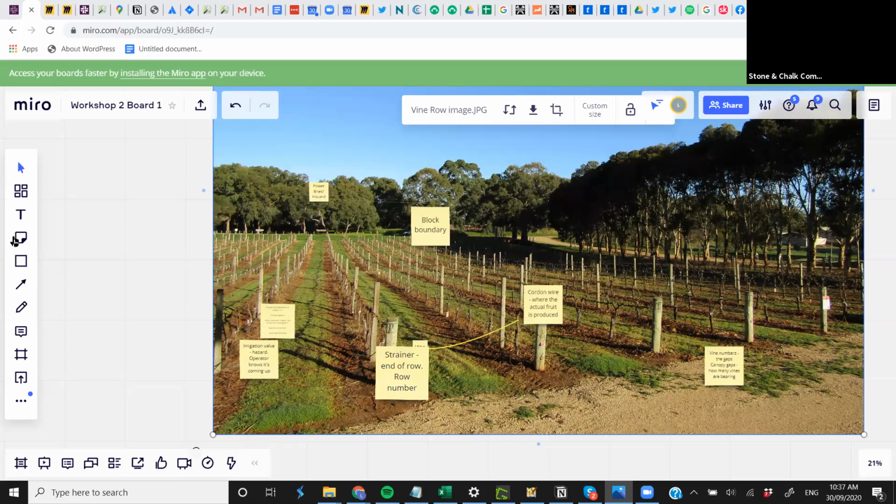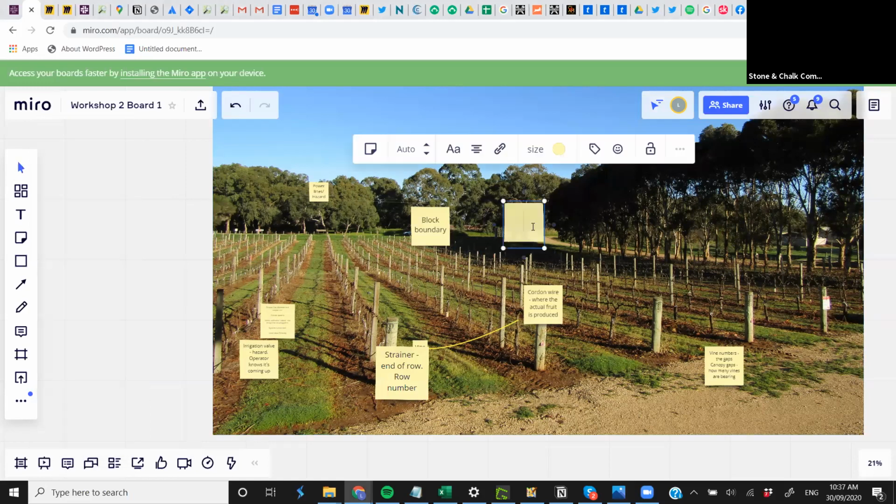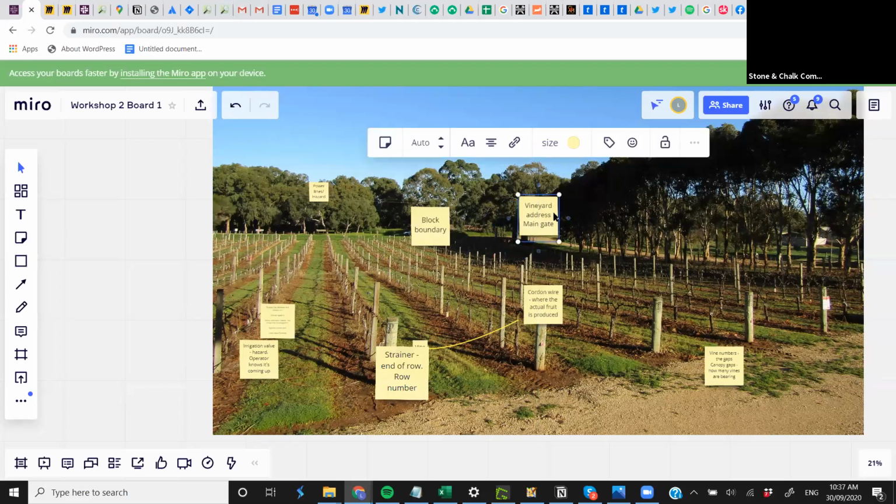Usually from the main gate where you enter the vineyard, which you can find on Google Maps or one of those. You find the main entrance to the dwelling or the main access. That's usually where we get the vineyard address from. I don't know what other people do, but that's how we would normally work it. Yep, so it's that road, kind of gate level. Cool, I'll put that in there because I think that's useful.